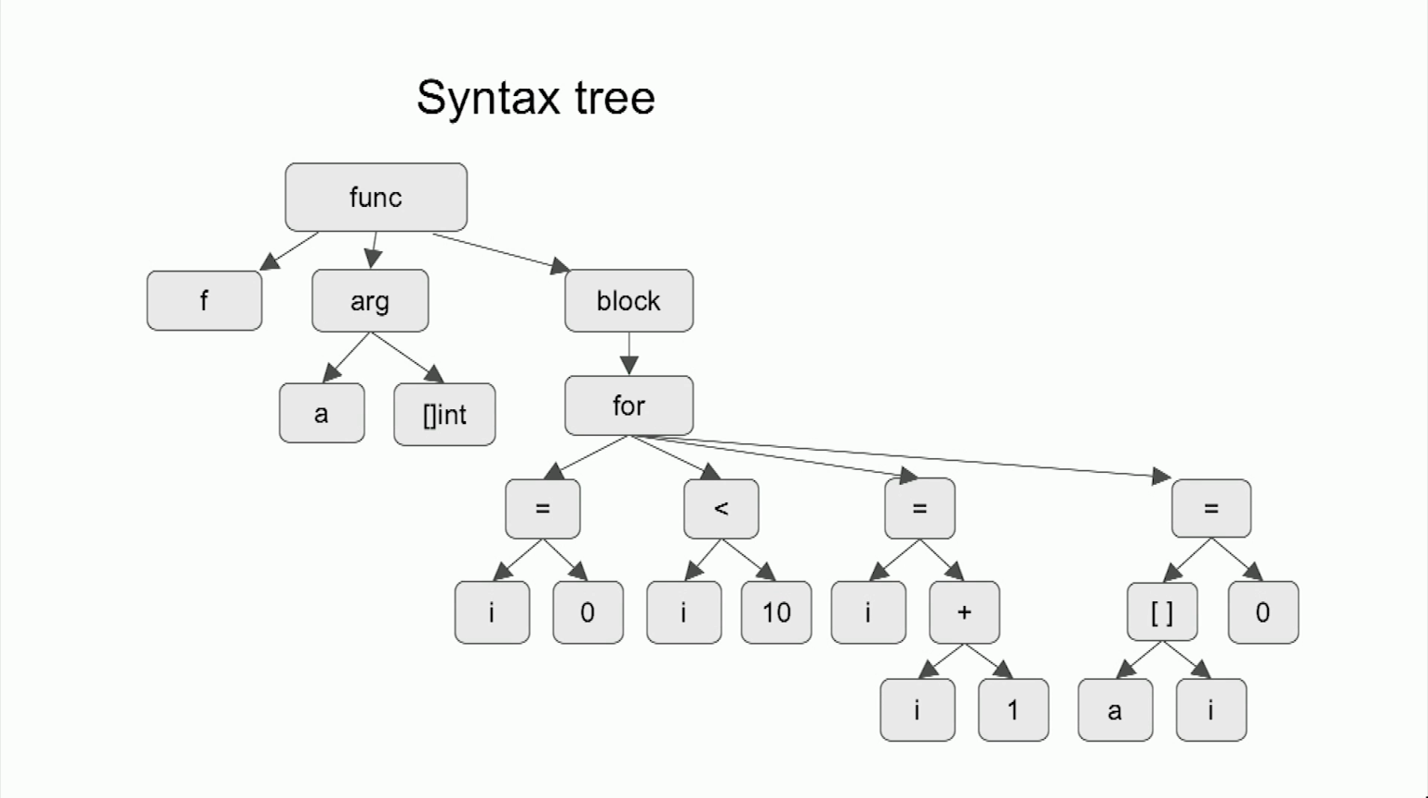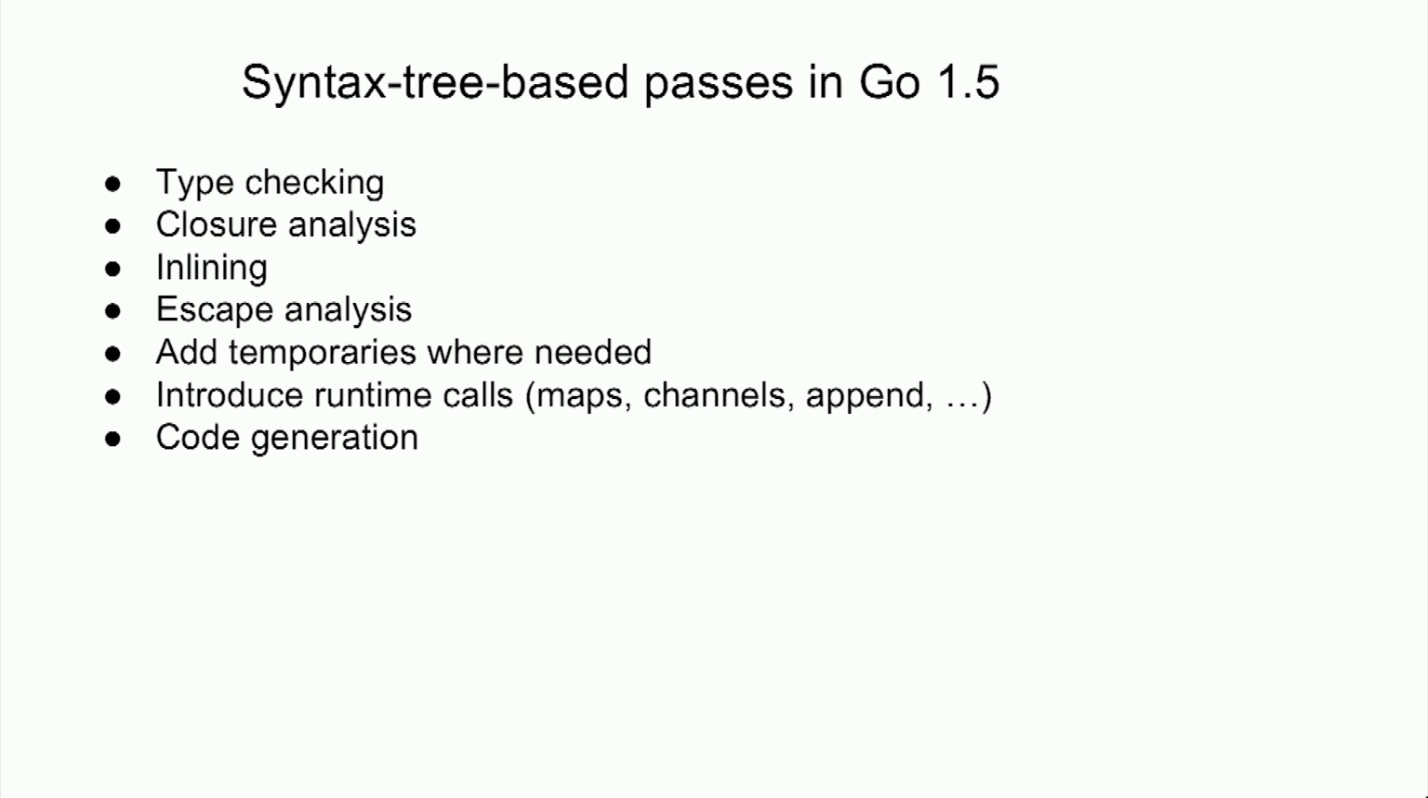And the body of the function node has all the statements that are in the body as its children, and so on. And so syntax trees are pretty simple conceptually, and that's what the Go 1.5 compiler uses as its lexicon to do all its operations.